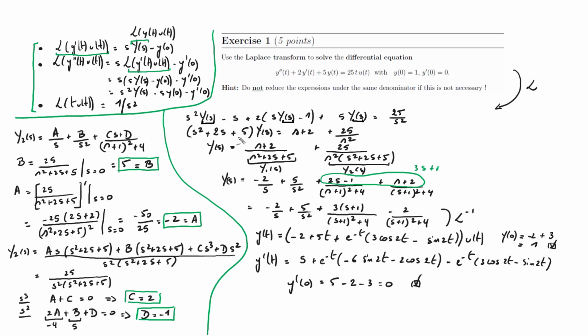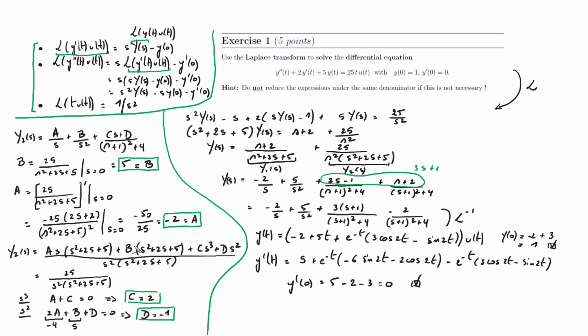And now what we can do is divide by s squared plus 2s plus 5, and we obtain this expression over here. And we know now that we'll have to do a partial fraction expansion of this term over here in order to prepare ourselves to do the inverse Laplace transform. Well, let us perform the partial fraction expansion of this second term here, y2 of s.